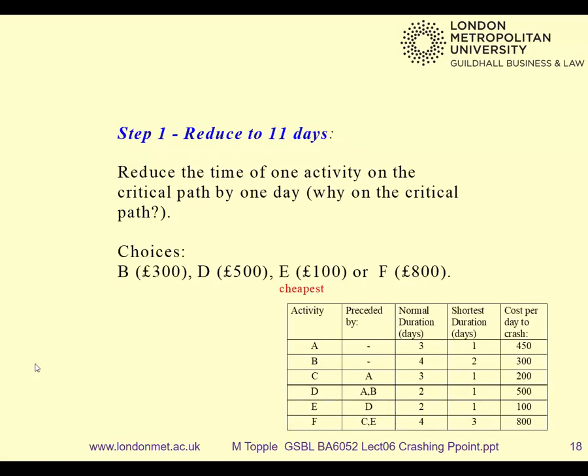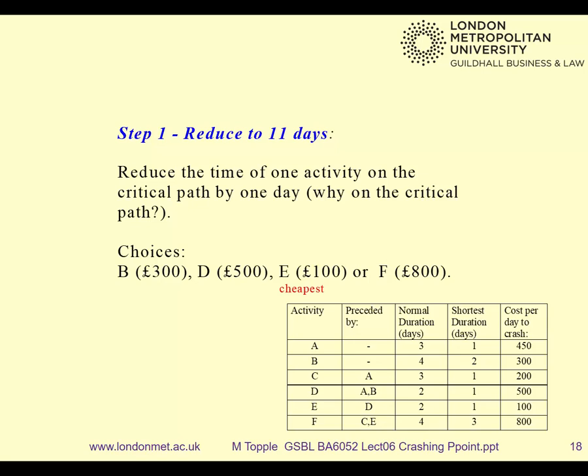We'll just look at E down here, which is critical. B, D, E and F are critical. B is 300, D is 500, E is 100 and F is 800. So the cheapest of those, it doesn't matter about the others, the cheapest on the critical path is E. So we'll spend £100 crashing E by 1 day. And that will make it reach its minimum duration. We can't crash it after that.